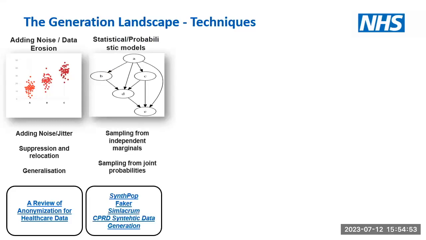The next one is statistical probabilistic models. So this is using something like a chi-squared approach or a Bayesian network in order to build up some form of joint probability structure. This is a directed acyclic graph that it's showing. And then you sample in a hierarchical way from that. So you sample from the first circle at the top, the first variable, and then you sample from the next ones and the next ones with joint probabilities. And that starts to encapsulate the relationships between the different variables in your data.